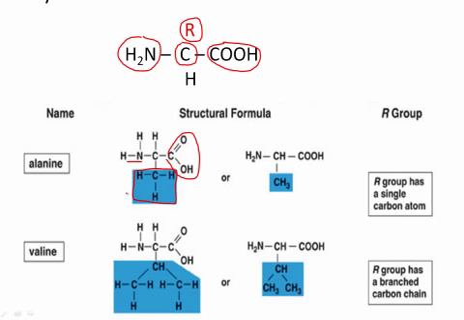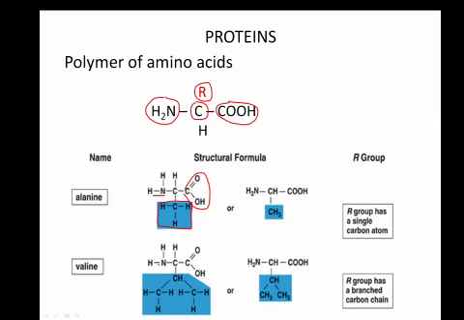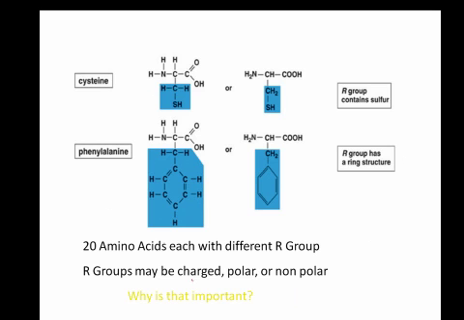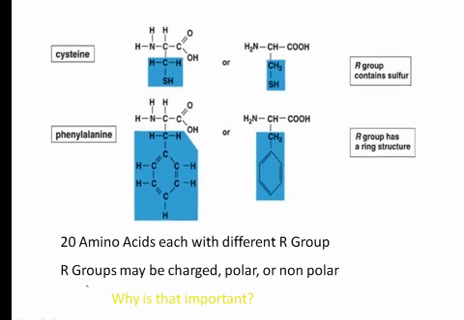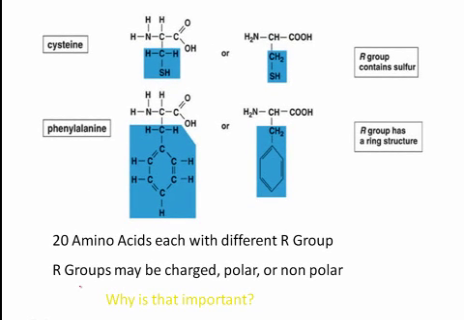The second one would be valine. They all have the same backbone, the amine, the central carbon, and the acid, and they only vary in the R group. To make a protein, we're going to take these 20 amino acids with different R groups, and we're going to hook them together.